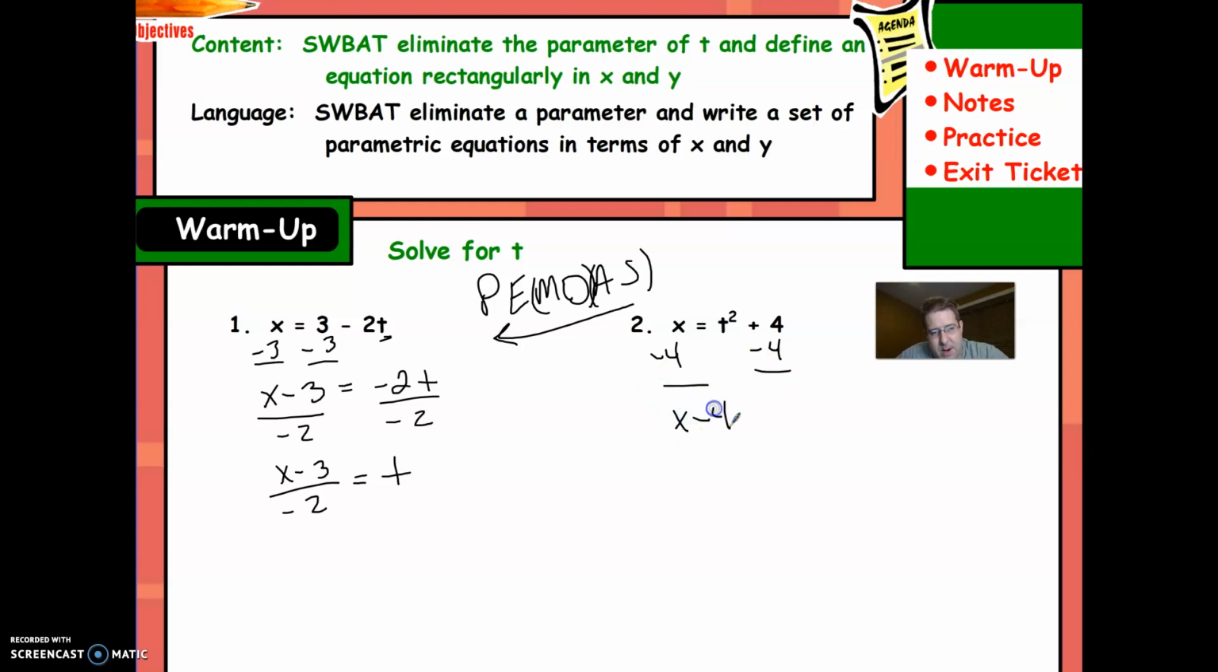So that's going to give me x minus 4 equals t squared, and the inverse of squaring something would be square root. So therefore, t is equal to both positive and negative square root of x minus 4, whatever that ends up being.